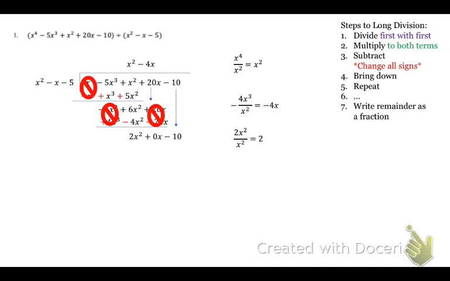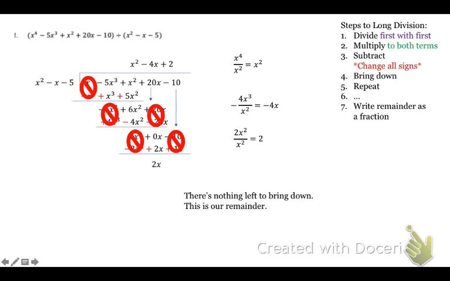Then we divide again. So 2x squared divided by x squared is 2. Multiply, so 2 times x squared is 2x squared. 2 times negative x is negative 2x. 2 times negative 5 is negative 10. Change those signs. Those cancel, and I'm just left with 2x. And there's nothing left to bring down, so that is our remainder, and we just have to write it over what we were dividing by. So over x squared minus x minus 5. And that is our final answer.